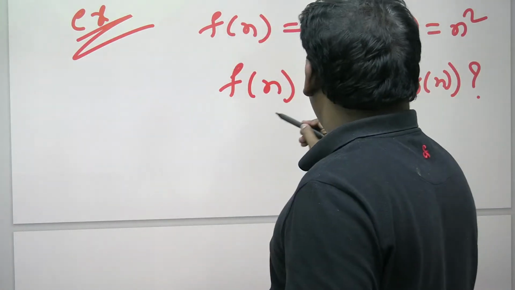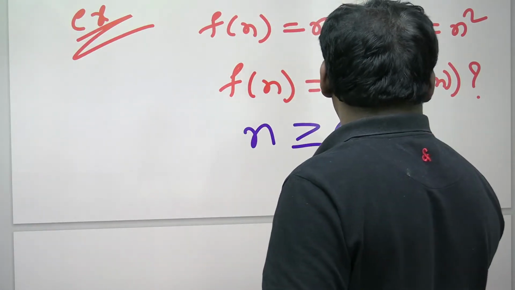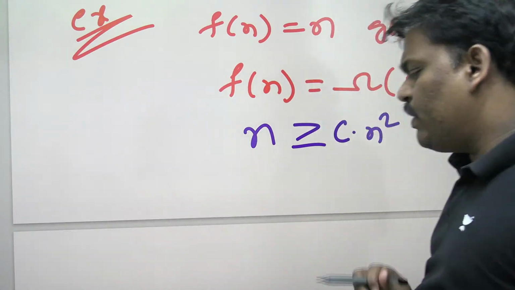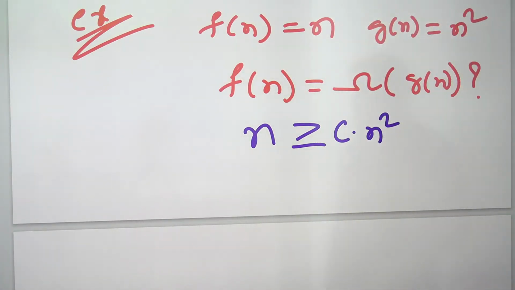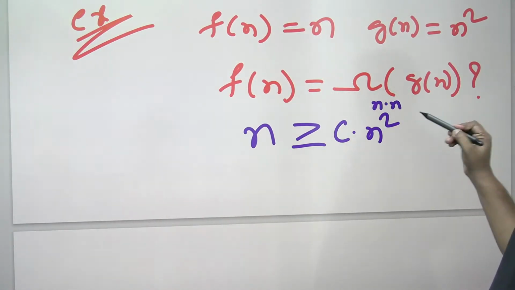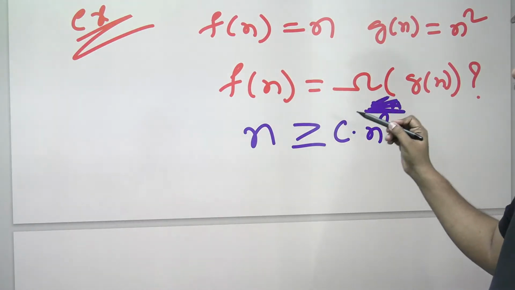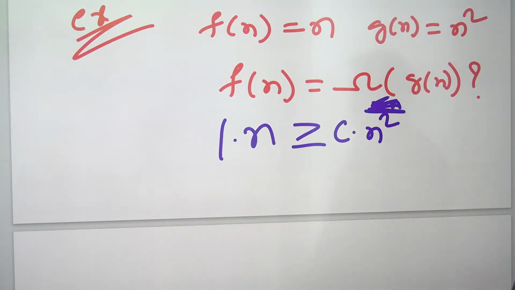This is f of n is n. Because of omega, it is greater than or equal to some c into g of n, which is n square. To be frank, left and right, right is bigger. I want to prove left is bigger. Because on the right side, n square means n into n, but the left side is 1 into n only. Comparing left and right, right is bigger.